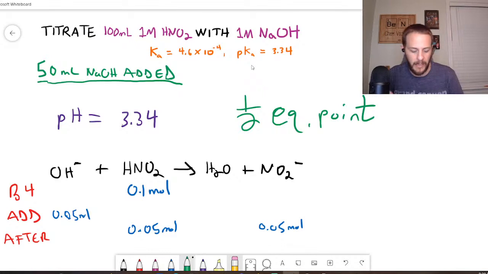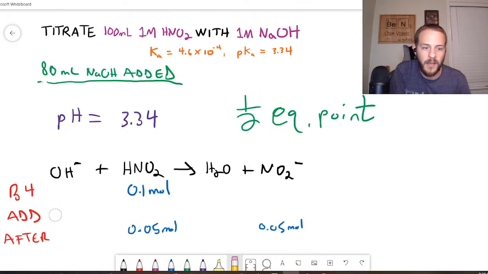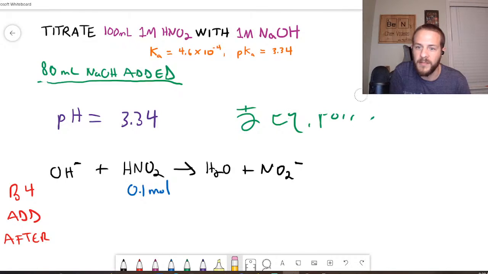So the question again that I'm essentially asking myself is, what is the pH of an aqueous solution whose initial concentration of nitrous acid is 1 molar, there's 100 milliliters of it, and I add 80 milliliters of 1 molar sodium hydroxide. That was kind of a mouthful, but in order to accurately represent what's going on, I had to use a lot of words.